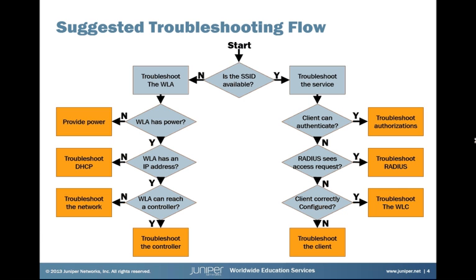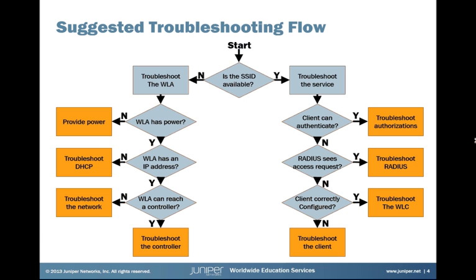If the service is available, then you'll have to troubleshoot the service itself, verify that the clients can authenticate. If they can, you'll need to look into authorization issues, verify that the user's VLAN and any other attributes are properly applied through the radius and user database, verifying that the radius receives requests. If the user can authenticate, you'll want to look into the radius components there and verify that radius is receiving requests from the controller, and if it is, then it's likely a radius issue, so you have to focus on troubleshooting the radius server.